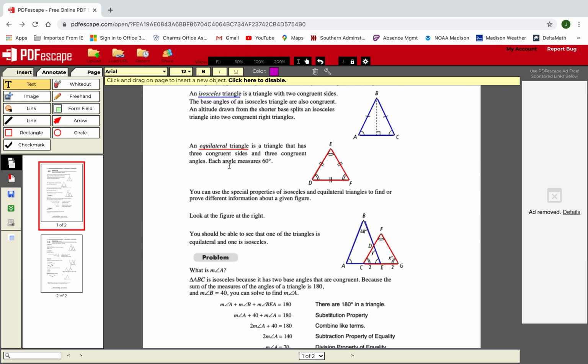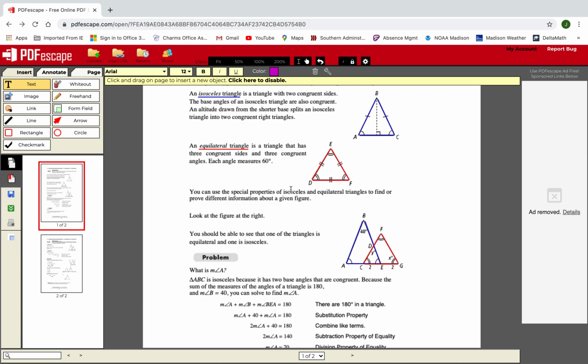So a little bit about equilateral triangles. There are triangles that have three congruent sides and three congruent angles. Each angle measures 60 degrees because all three angles of any triangle sum up to 180, and 180 degrees divided by 3 congruent angles is 60 degrees. So here angle D is 60 degrees, angle E is 60 degrees, angle F is 60 degrees. We do not know what the side lengths are, but we do know that they are equal to each other.